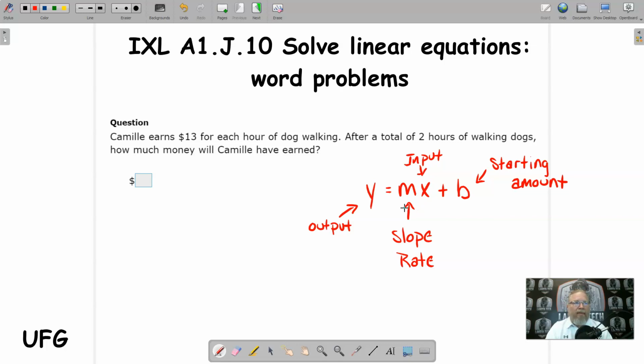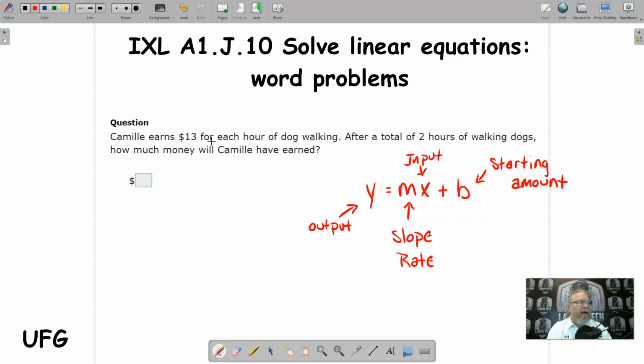So if you've had this type of discussion before, you're kind of familiar with that. And if not, we'll go ahead and work on that some. I'm going to be referring to this concept of a slope, a starting amount, an input, and an output as we go through this. So let's go ahead and apply this to Camille.